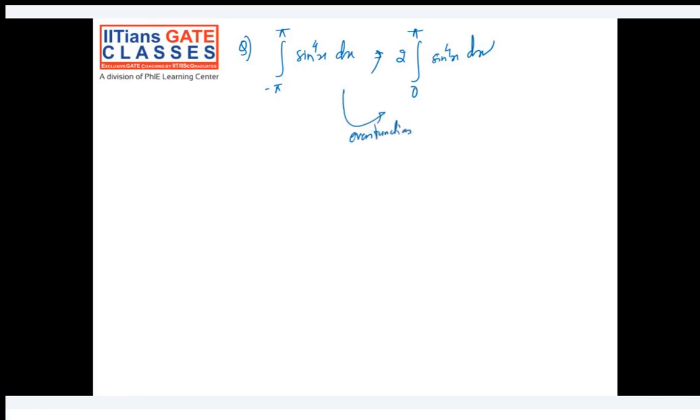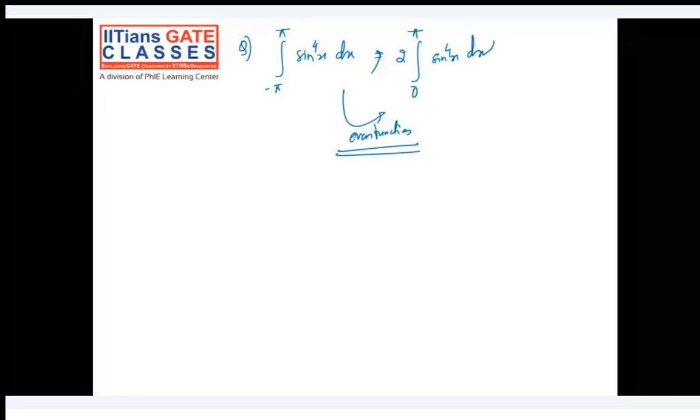I hope it's clear till this. Can you tell me how you will proceed after this? We have to apply the property of 0 to 2a f of x dx. Yes, you have to check here, correct? Agree.